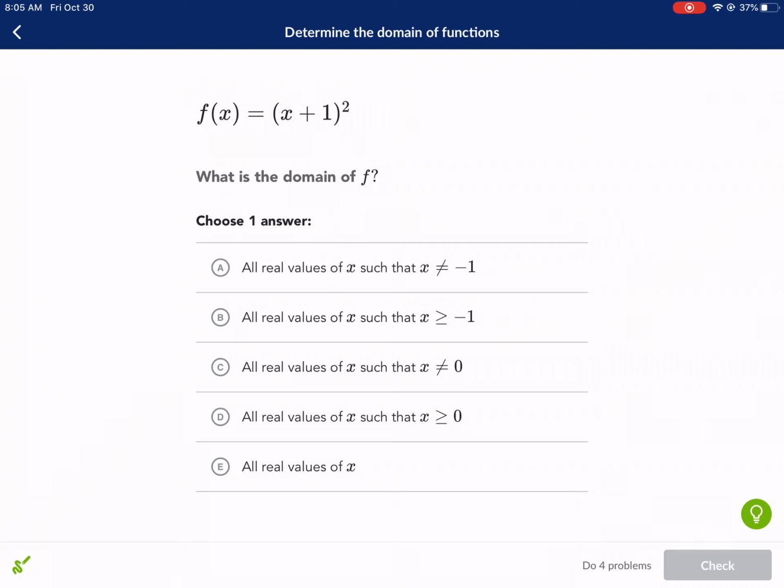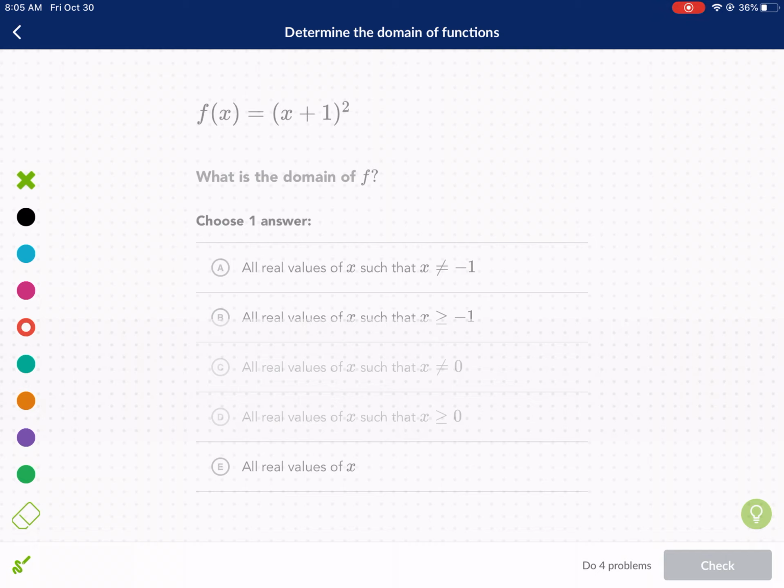Today we're doing determine the domain of functions. This is going to be algebraically. We already did the graph one, if you want to check out how to determine the domain and range from a graph. But now we're just talking about the domain. That is the possible x values of these algebraic functions. Possible x values.